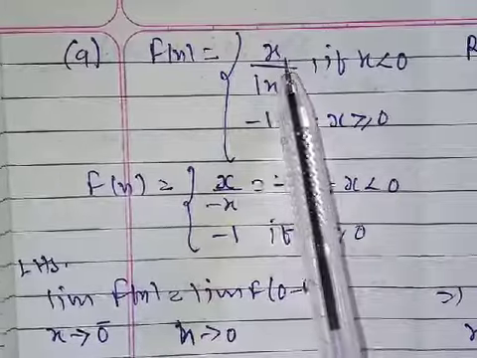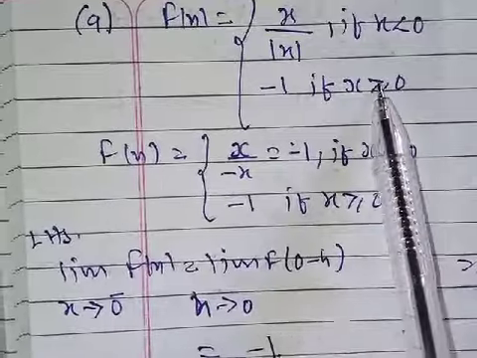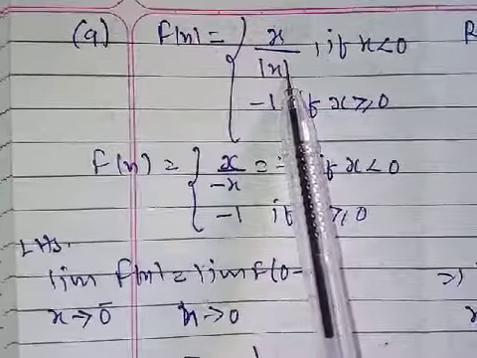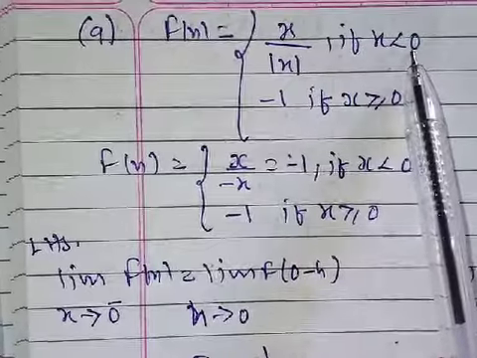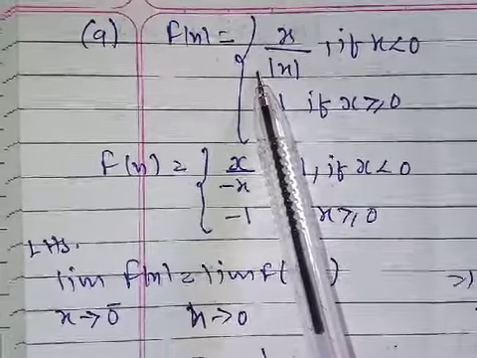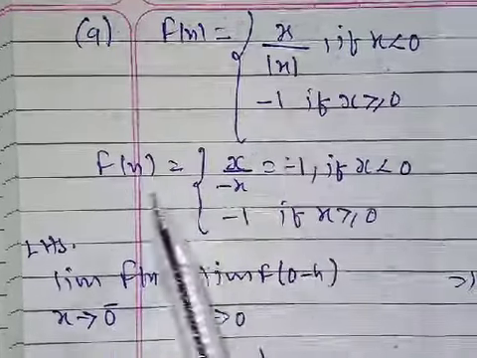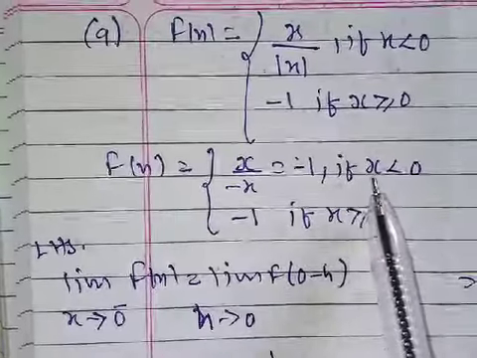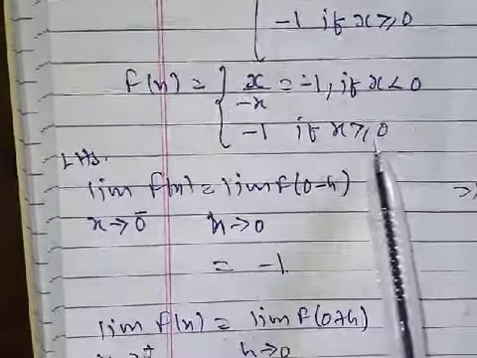f of x is equal to x upon mod x if x is less than 0, and is equal to minus 1 if x is greater than or equal to 0. Since mod x is there, again we have to redefine it. Here where x is less than 0, mod x will become minus of x. For the rest, greater than or equal to, it is given as minus 1. So f of x will be redefined as x upon minus x, which is minus 1 if x is less than 0, and also minus 1 if x is greater than or equal to 0.